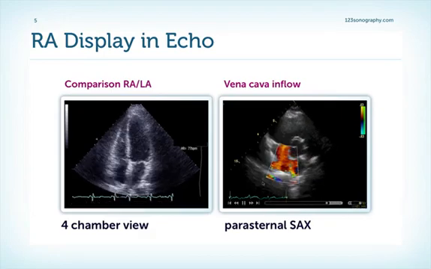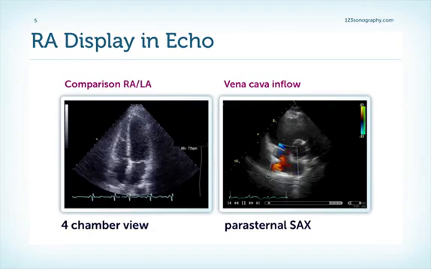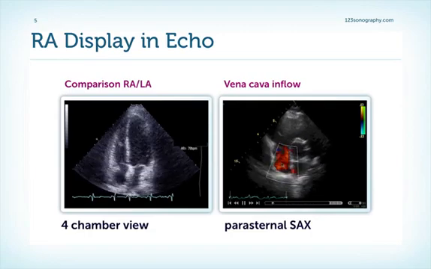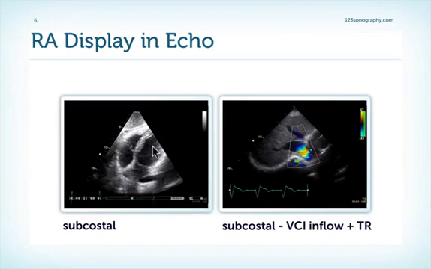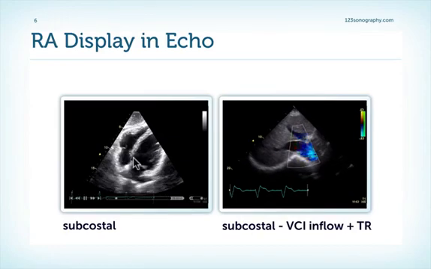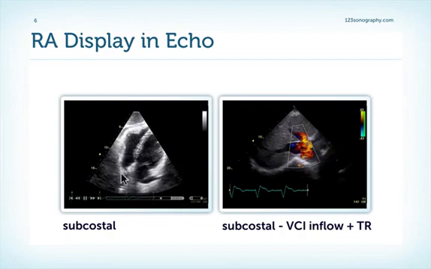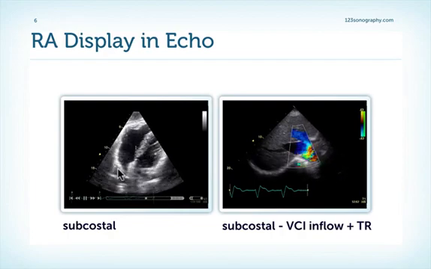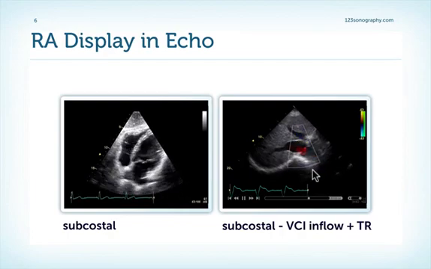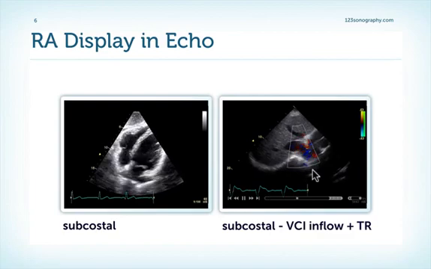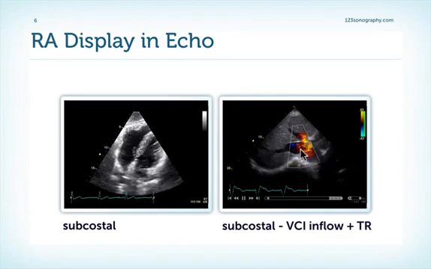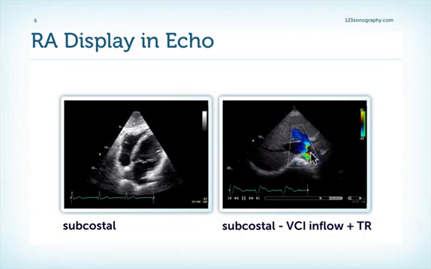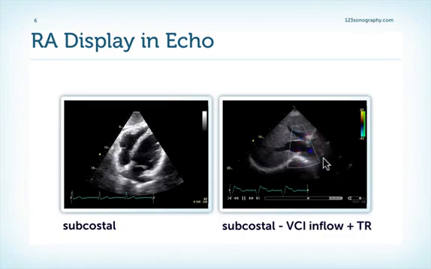With color Doppler, you can see the flow of the vena cava inferior entering the right atrium. The subcostal view is also a view where you can nicely see the right atrium. You can see the interatrial septum here and the free wall of the right atrium. With the help of color Doppler, we again can visualize very nicely the inflow of blood from the vena cava inferior into the right atrium.